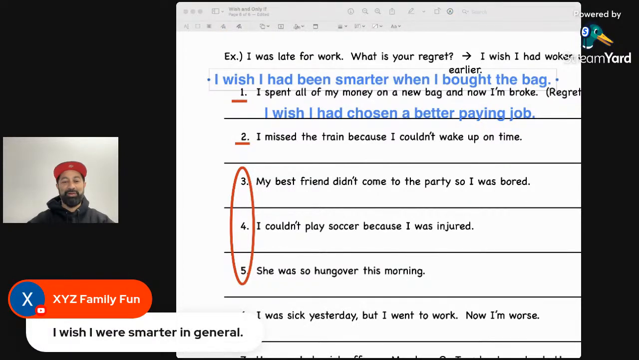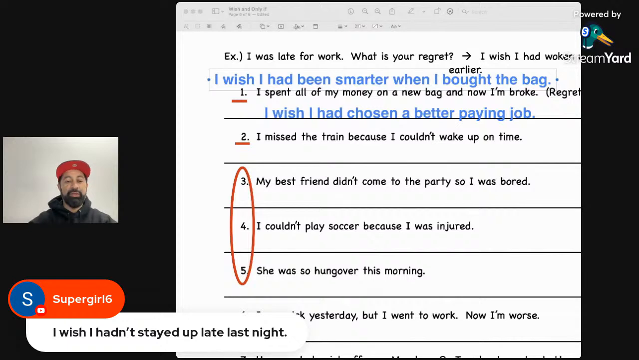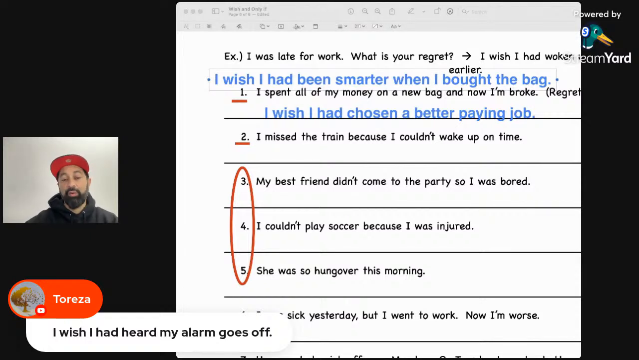XYZ, I wish I were smarter in general. Okay, then in general, that sentence is perfect. But if you want to talk about one specific point, then it goes past perfect. I wish I had been smarter. All right, Supergirl, I wish I hadn't stayed up late last night. Perfect. Teresa, I wish I had heard my alarm go off. Go off. Not goes, but go.